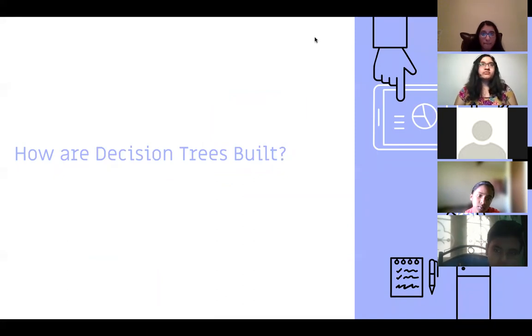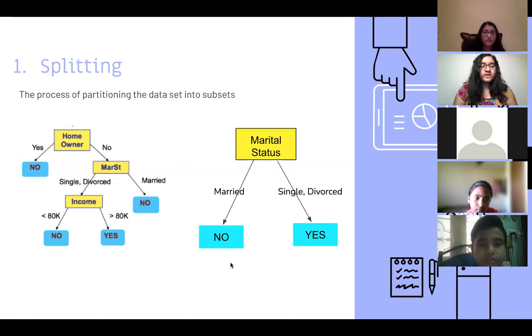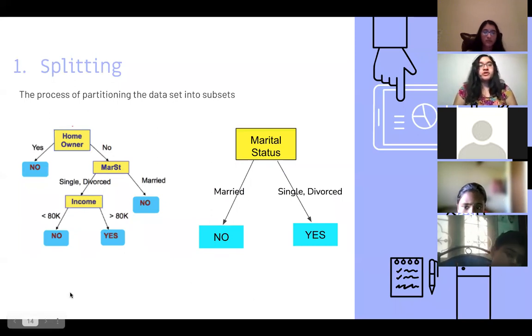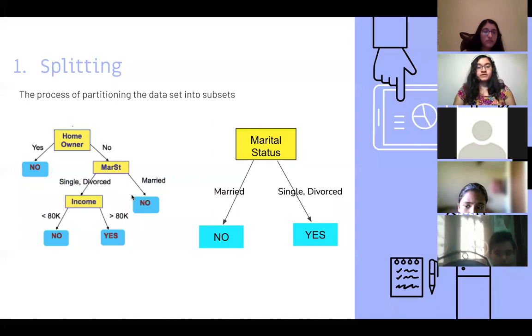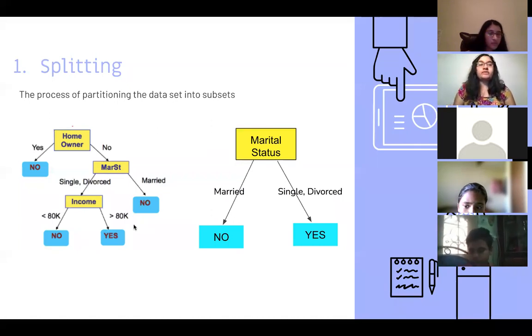All right, so now let's talk more specifically about how these decision trees are built. The first thing that we want to go over is how we split our data. The process of partitioning the data set into subsets is what we call specifically splitting. And so we need to look at our data, and generally what we're going to look at is how much information we can gain by creating each split. The reason that homeowner would probably be our first split is because we noticed that when we split at homeowner, there seemed to be a more clear classification of the types of data than at any of the other points.